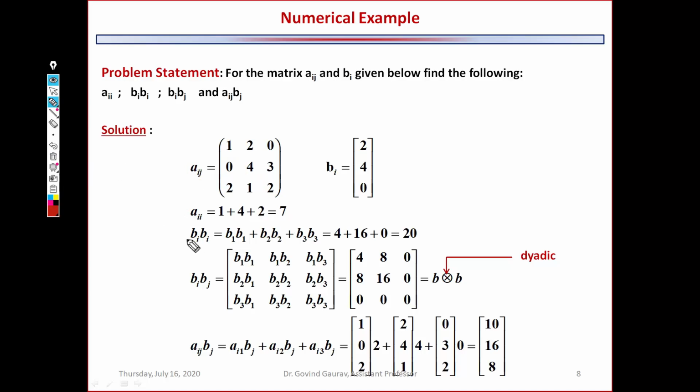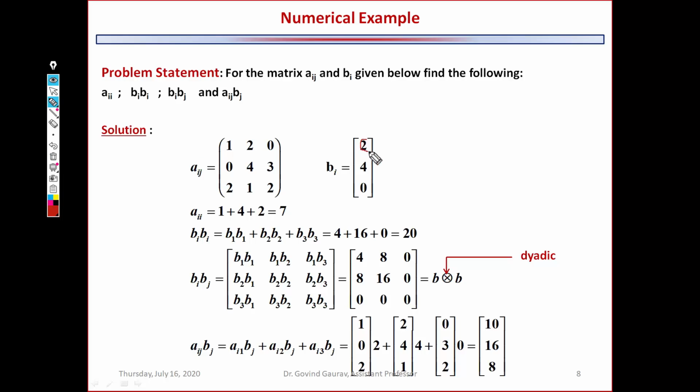Second is when we multiply bi with bi. This means that we are multiplying b1 with b1, we are multiplying b2 with b2, we are multiplying b3 with b3. Why all these terms only? Because we have the same indices, the i index with this and the i index with this b. So we need to multiply these values.